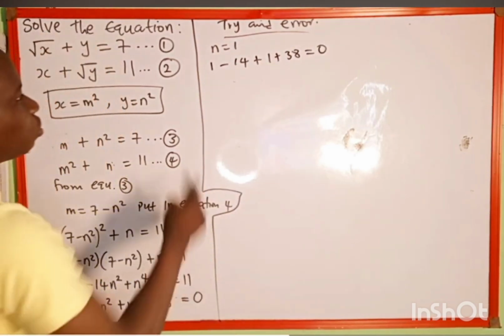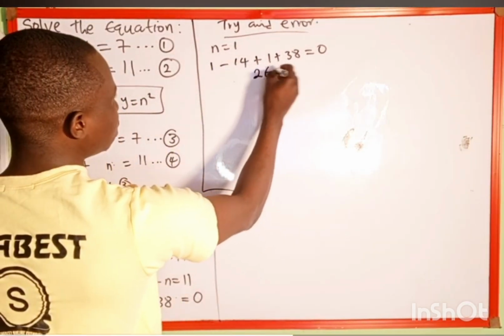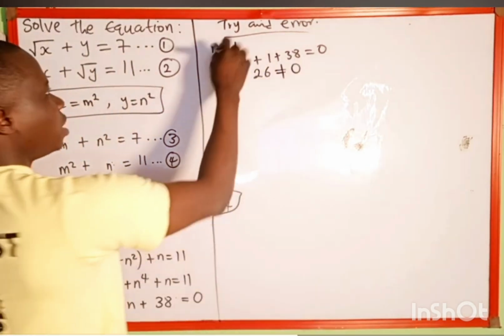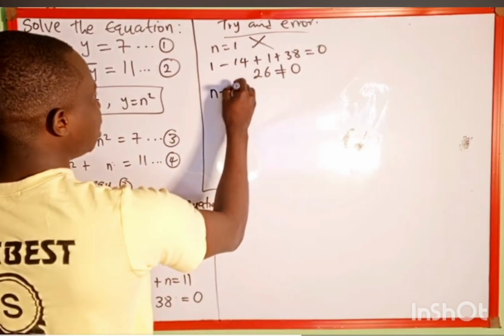Now, what are we going to do? We check: 1 minus 14 plus 1 plus 38 is going to give us 26. And 26 is not the same as the right answer. That means n is equal to 1 did not satisfy this equation. So let's try n is equal to 2.